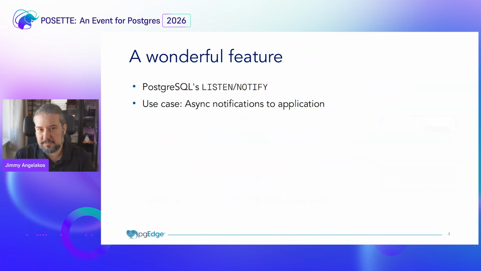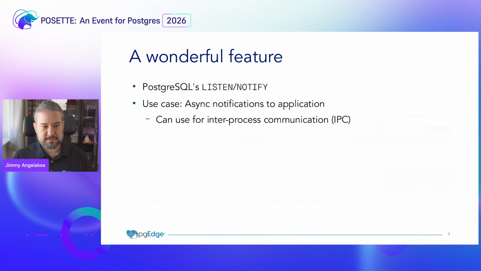The use case for these two commands, listen and notify, is to send asynchronous notifications. And usually that's useful in conjunction with an application that acts as the client to your database. So what is exactly the use case? It's letting parts of the application communicate with each other and with the database. So it's what we call inter-process communication, or IPC.